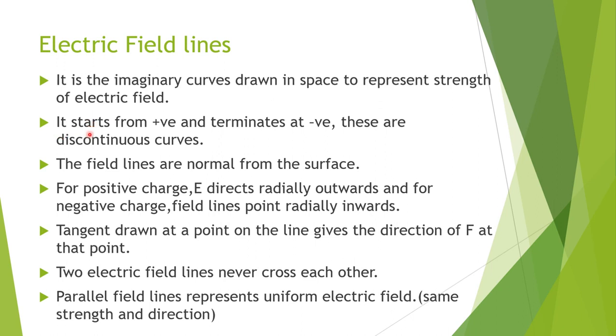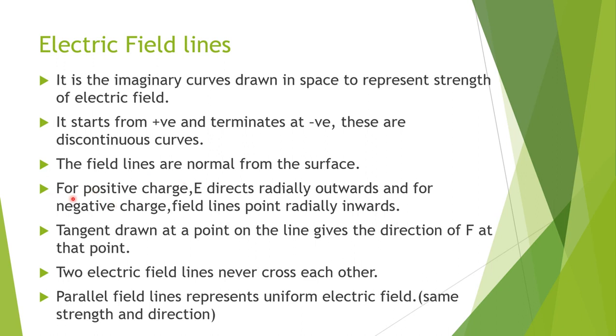Here it starts from positive and terminates at negative. All these points you should remember. Electric field lines always start from a positive charge and terminate at a negative charge, and they are discontinuous curves. It is not like magnetic field lines. Magnetic field lines, you remember, no? They are continuous, closed curves. But here it is discontinuous. The field lines are normal to the surface. Any surface you are considering, the electric field lines will be normal to the surface.